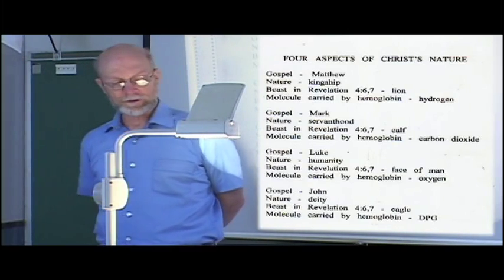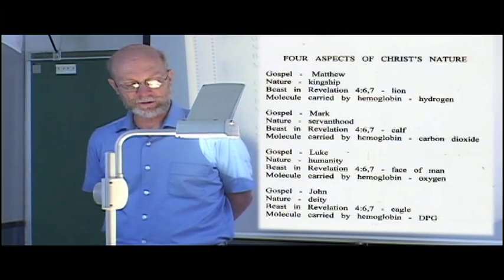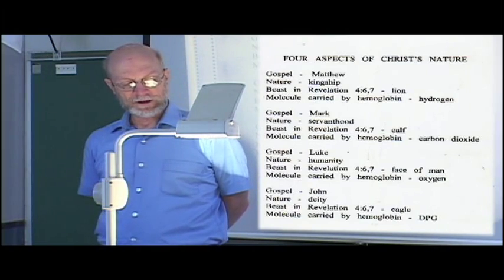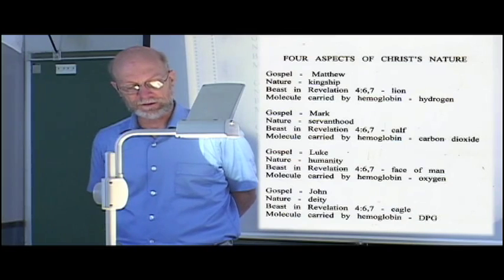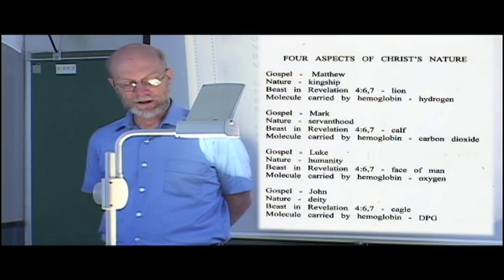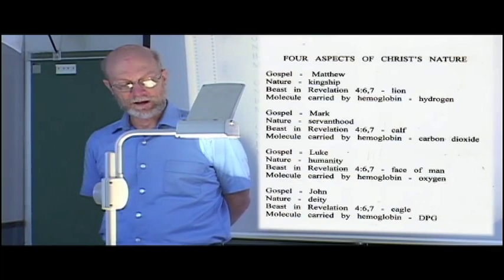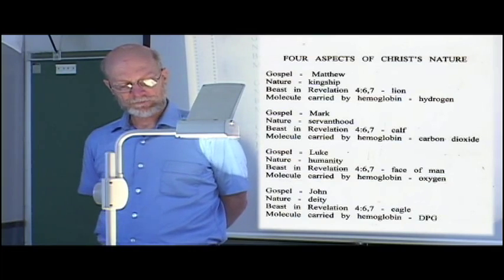The third gospel, Luke, talks about Jesus' humanity. He was all human. He was all God, but he was also all human, completely human. And the beast in Revelation 4, 6, and 7 had a face of a man. And the molecule carried by hemoglobin, oxygen. We need oxygen for human beings to live.